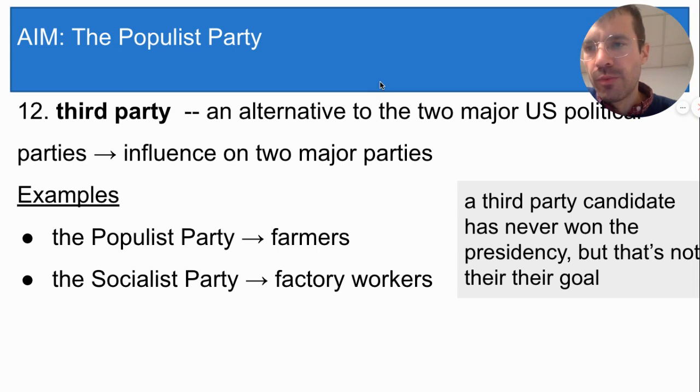Third parties have rarely had much success in getting their candidates elected, and a third-party candidate has never won a presidential election. But, and this is the important thing about third parties, their goal isn't really to win, it's to influence one of the two main parties. Let me say that again. The goal of a third party isn't really to win an election, it's to exert some influence over either the Democrats or the Republicans.